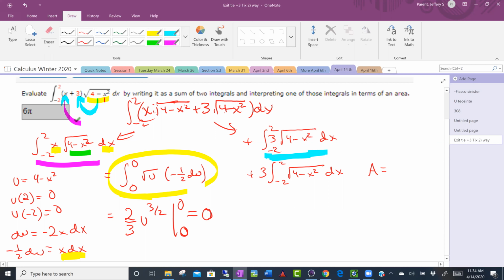So that first one, after all this analysis, turns out to be 0. But I promised Matt that I'd show you guys a little bit more on that. And let me come through with that.